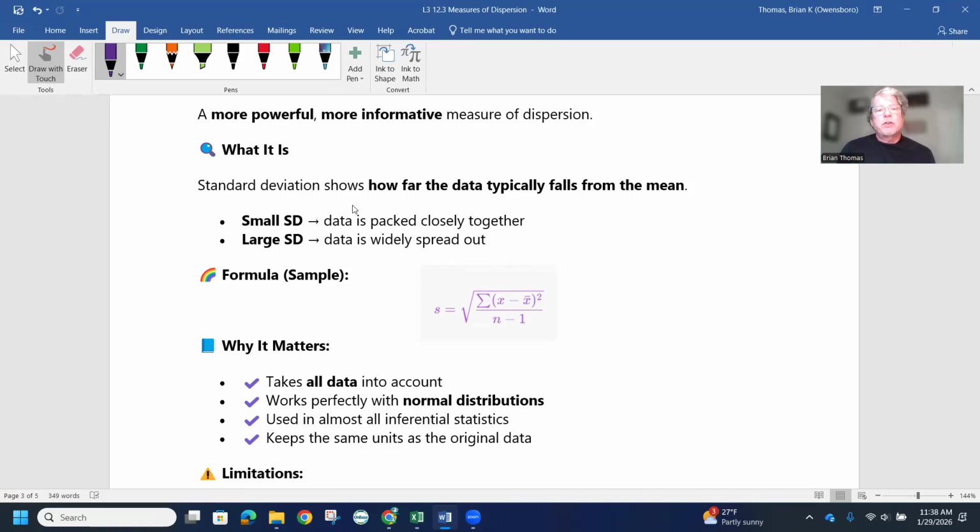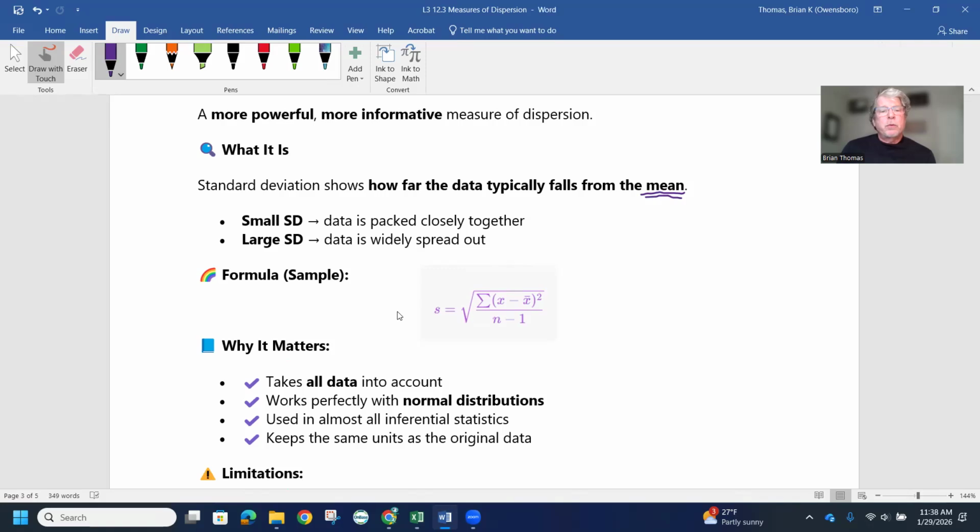The standard deviation shows how far the data typically falls from the mean. So notice that the mean is very important to this problem. How far apart the data falls from the mean. A lot of times we'll use SD for standard deviation. If there's a small standard deviation, that means the numbers do not fall too far from the mean. They're closely packed together with respect to the mean. A large standard deviation means they're really spread out from the mean. They're much further away from the mean.